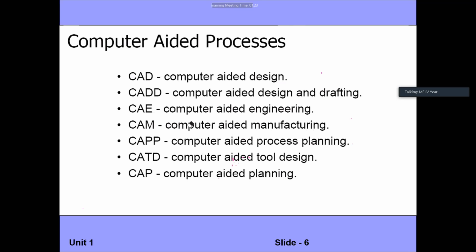Next is computer-aided engineering, then computer-aided manufacturing (CAM), and CAPP is computer-aided process planning, and the fourth one is computer tool design, and the last one is computer planning. CAP and CAPP are both interconnected, but the only thing we can cover is that there are two types of process plans: generative and retrieval process plans. Those we will discuss in later classes.